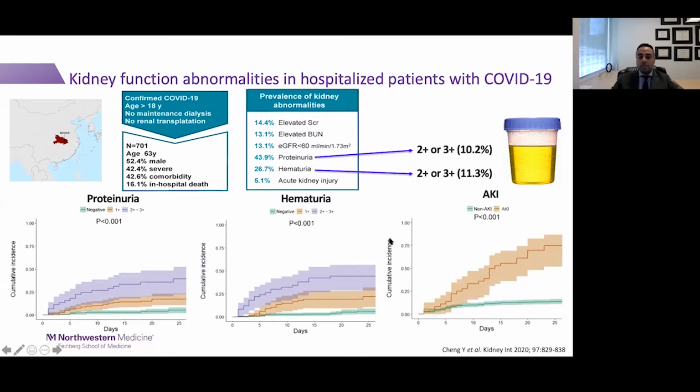further investigation. They also went on to see that individuals with higher levels of proteinuria and hematuria, as based on urine dipstick, were associated with an increased risk of in-hospital death, and that the presence of acute kidney injury was also associated with an increased risk of in-hospital death. Next slide.